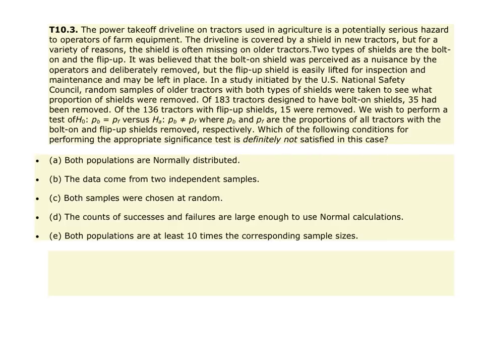So as with all tests, we're going to check for random, independence, and normality. The condition for randomness is clearly stated here, so we are good. For independence, let's check that the population is greater than or equal to 10 times the sample size. We clearly can assume that there should be at least 1,830 tractors with the bolt-on and at least 1,360 tractors with the shield up. So independence is fine.